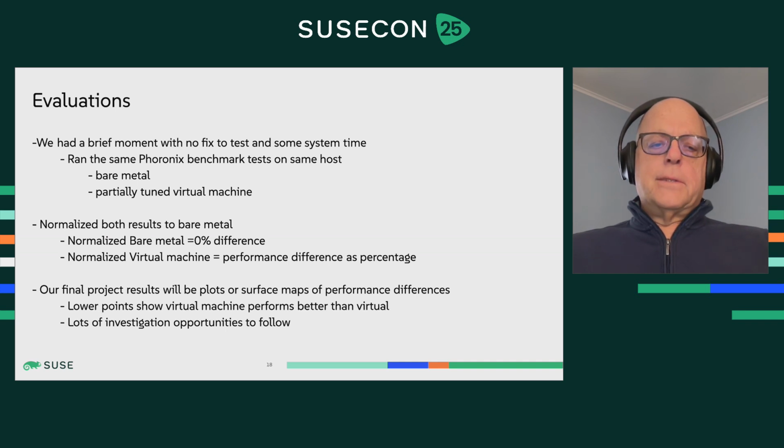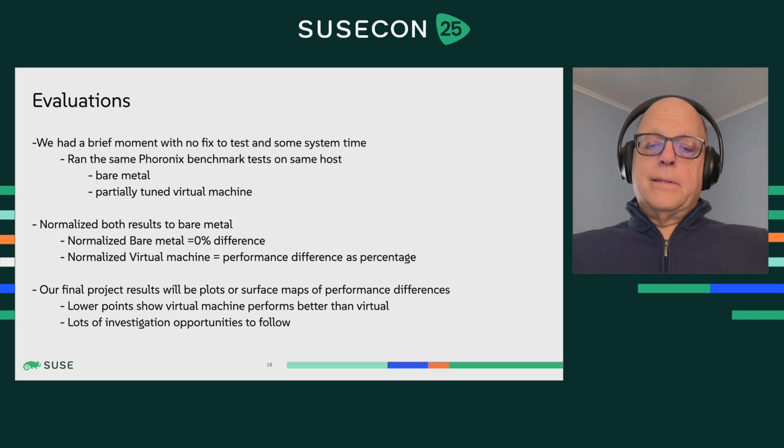We put all the results into a spreadsheet, and we normalized the results such that we divided both the bare metal and the virtual machine results by the bare metal, giving us a 0% difference for bare metal, and the virtual machine would then show a performance difference as a percentage. We also had to allow for the fact that with Phoronix, some of the differences were orders of 10, some were orders of hundreds of thousands. In some cases, a smaller number was better, and in some cases, a bigger number was better. So we adjusted everything to create a plot.